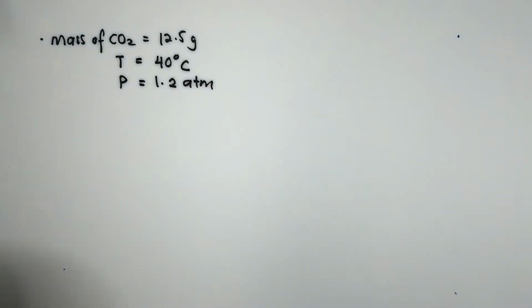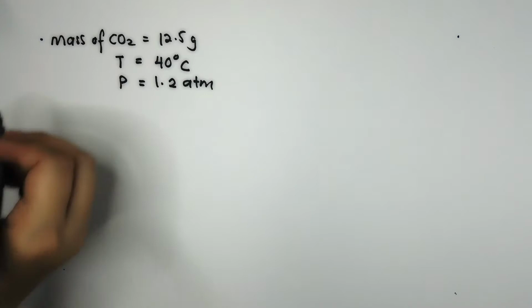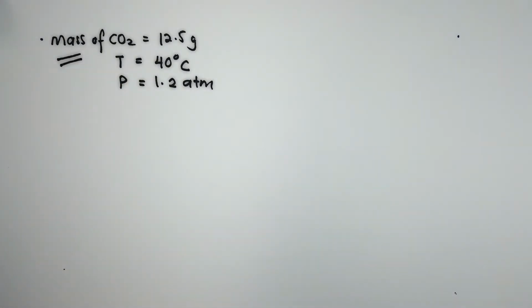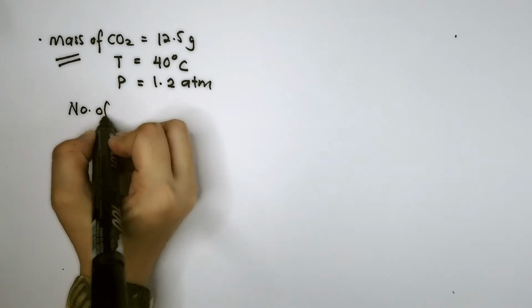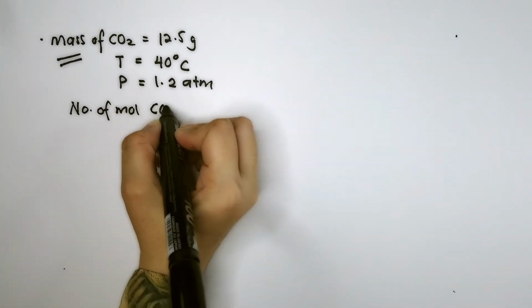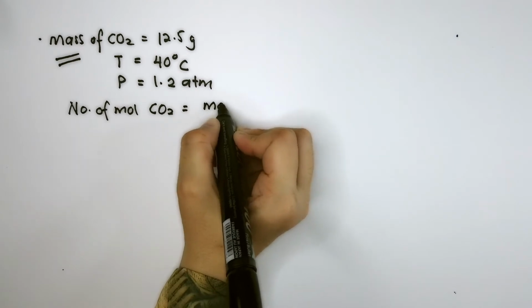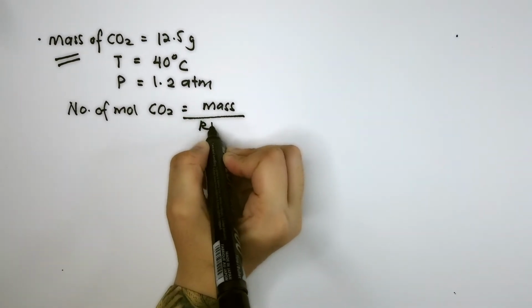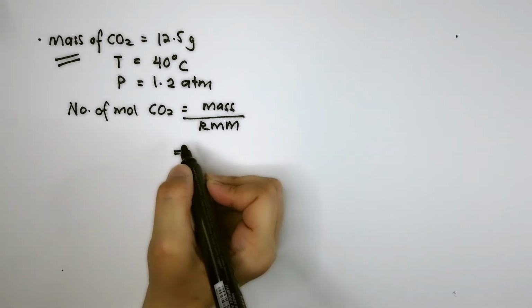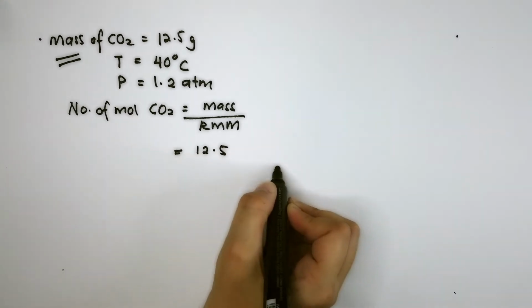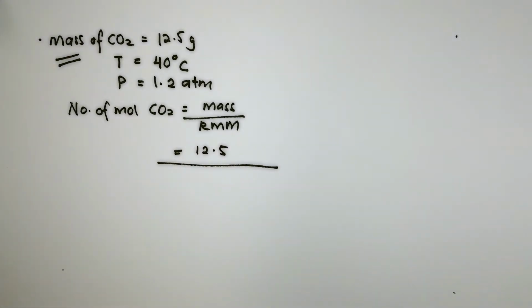So the first clue that is given to you in this question is the mass. Once you have the mass, you will be able to calculate the number of mole. Now we are going to calculate the number of mole. So the number of mole for carbon dioxide is equivalent to mass over RMM, which is the relative molar mass. So the mass given to you is 12.5 grams. So you need to divide with the RMM for carbon dioxide.